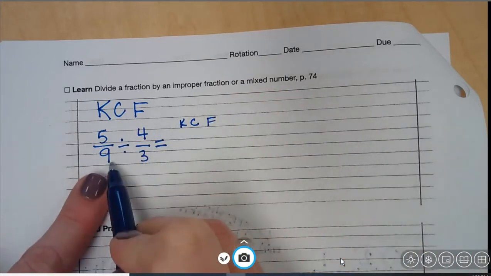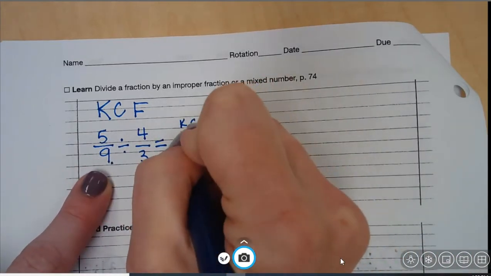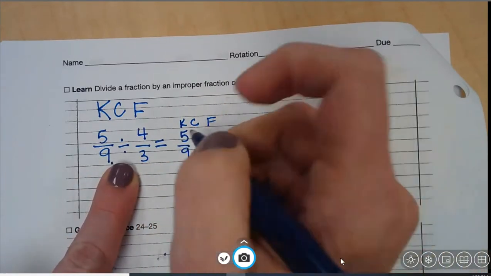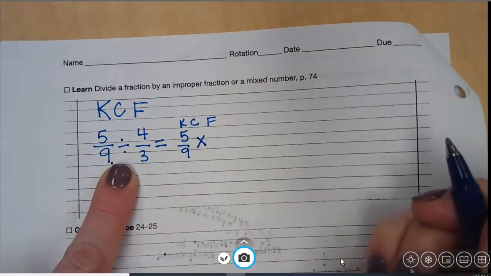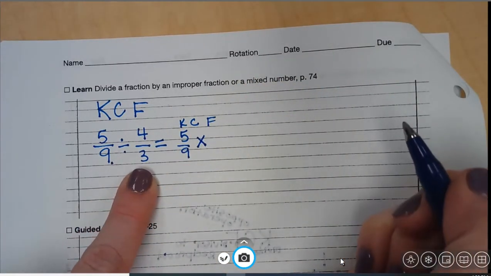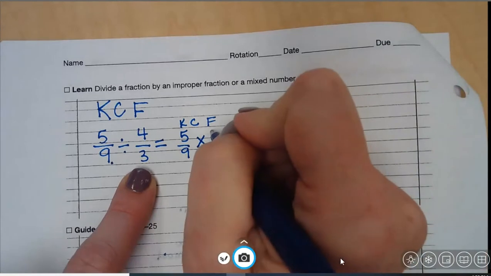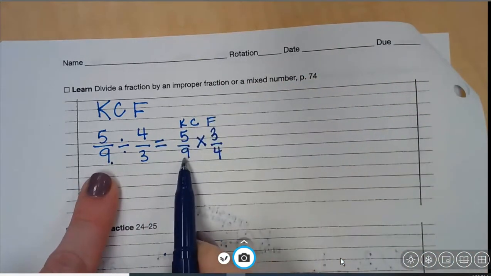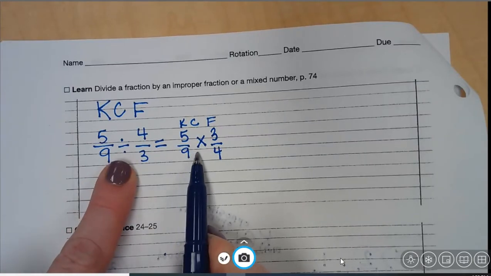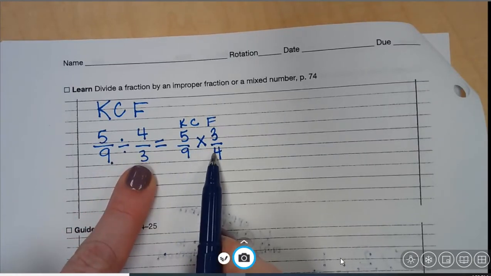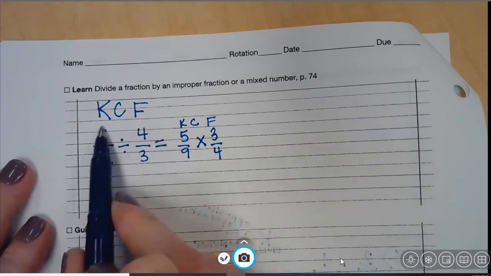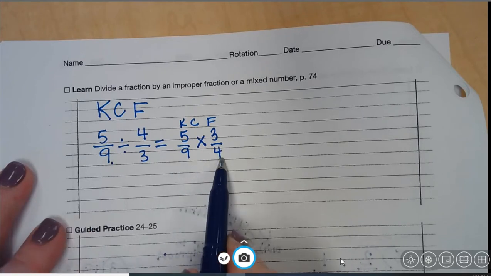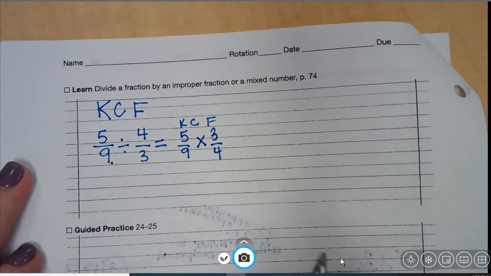So this is where I'm going to keep, change, flip. I keep the 5/9 and then I change my operation to the opposite, which is multiply, and then I flip my 4/3 to the reciprocal, which is 3/4. So I always follow that same pattern: keep, change, flip. Okay, I don't change it on my problem here. I leave my original problem the same. I'm doing keep, change, flip on what it equals to. Then I can multiply across.